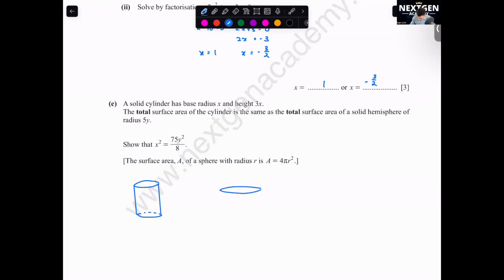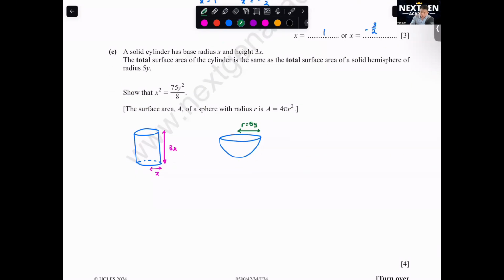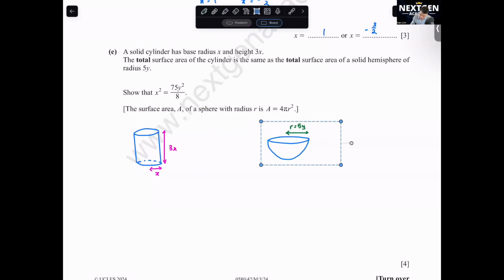This is a hemisphere. Okay, they gave us this is 3x. That's the height. Radius is equal to x. For this part here, radius is equal to 5y. Okay, so we write down the formula first for both of it.